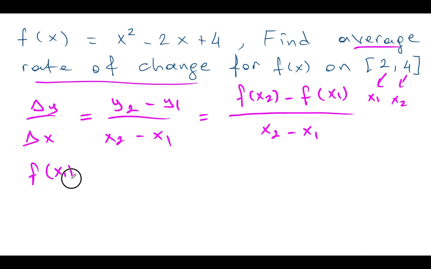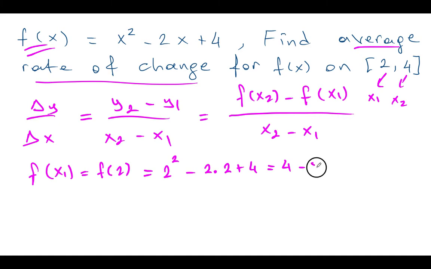f of x1 will be f of 2, in the function f of x. If I substitute 2 to the power of 2, 2 times 2 plus 4, it will be 4 minus 8 plus 4. I made a calculation mistake. 2 to the power of 2 is 4, 2 times 2 is negative 4. This is negative 4 plus 4, negative and positive 4, simplify just 4.